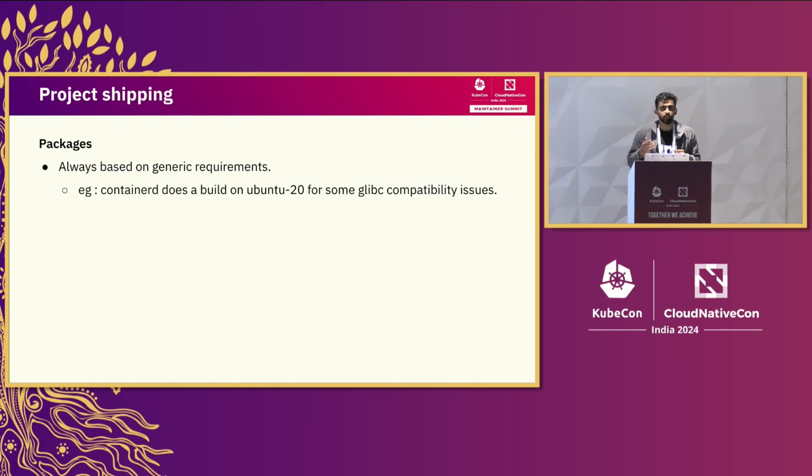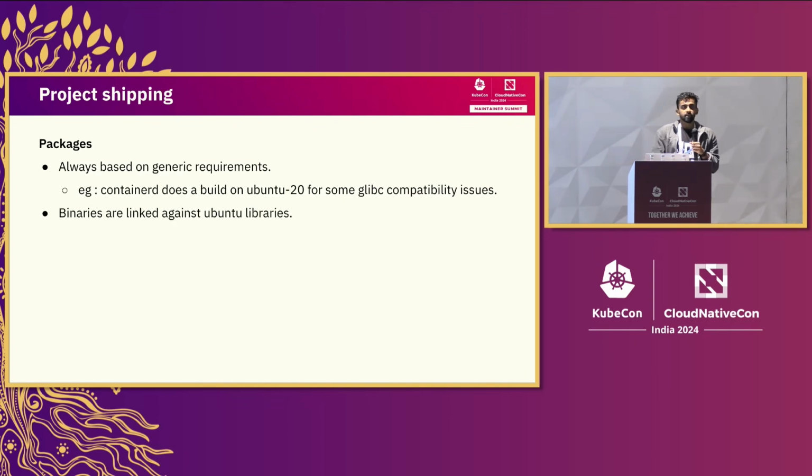For example, the current containerd binary that is available upstream is built on Ubuntu 20, and we are still not able to upgrade it to Ubuntu 22 because of some compatibility issues. When we update it to 22, some glibc issues come, and there will be some users that we will break because of this issue. So it has been stuck at Ubuntu 20 now for almost 3.5 years, I guess. Even though 22 and 24 are available, we are not able to switch to them.